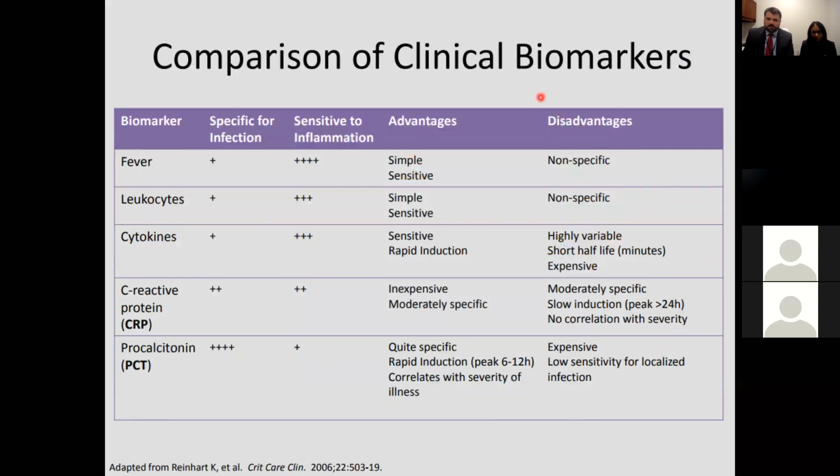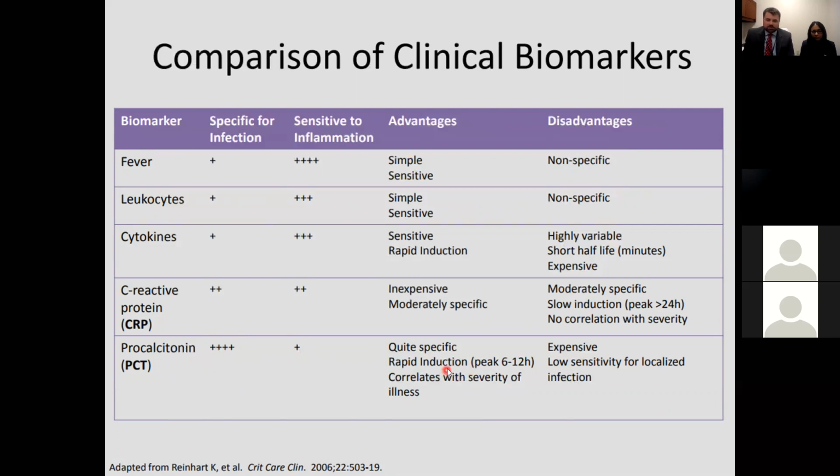And this is a comparison of some of the markers here. So the biomarker of fever, leukocytes, cytokines, CRP, procalcitonin. The important thing here is to see that procalcitonin is very specific for infection. So it's the most specific marker we have, or lab value that we have to look for infection. It's not as sensitive, but really its goal is to be the most specific marker.